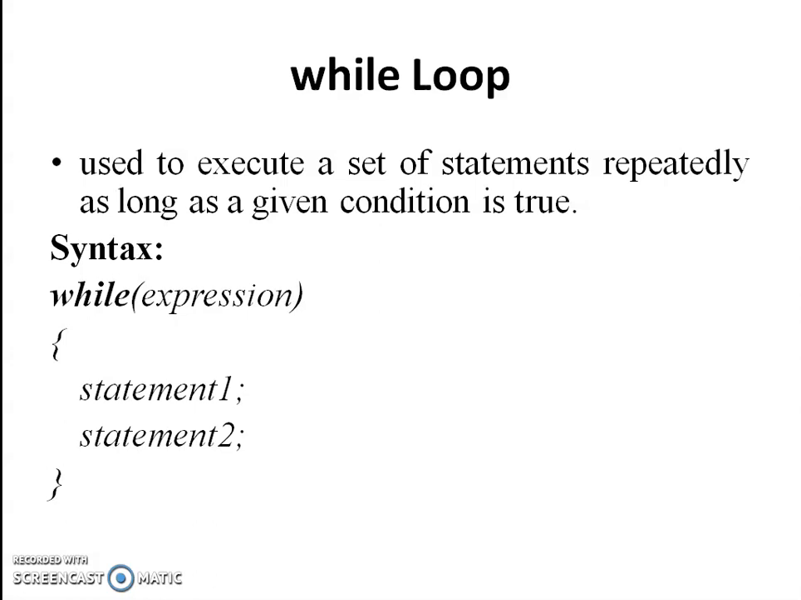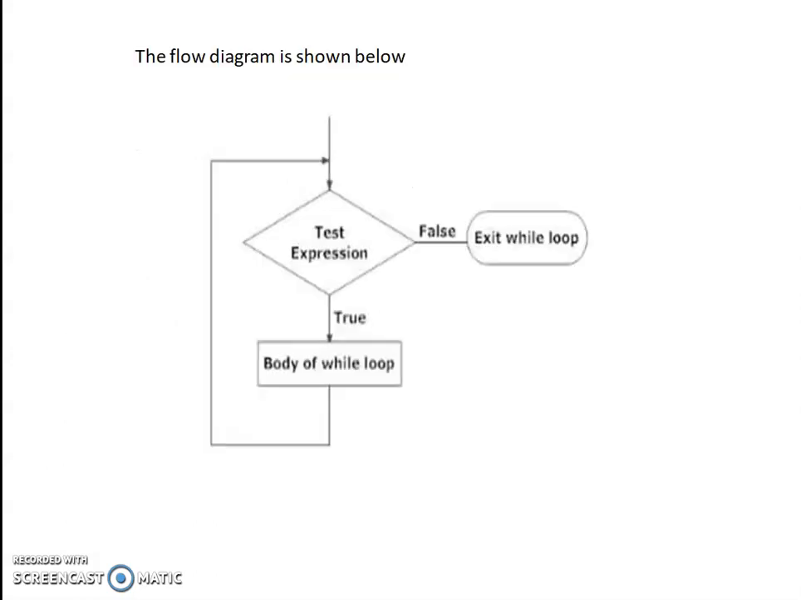It will not execute statement 1 and statement 2. Only if the expression or condition is true will it get inside the while block and execute. We'll see the flow diagram for it. As you can see in the diagram, it is going to test an expression or a condition. If the condition is true, the body of the while loop will be executed, and you can see the control is again given back to the test expression. It is again going to check the condition. Again, if the condition is true, the body of the while loop will be executed, and again it goes back to the test expression.